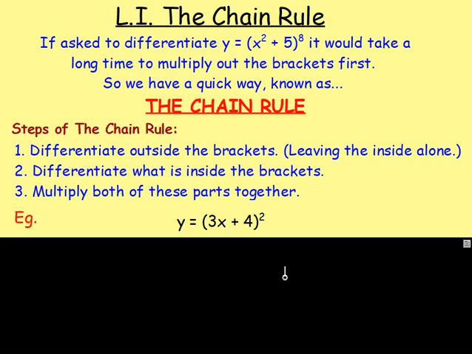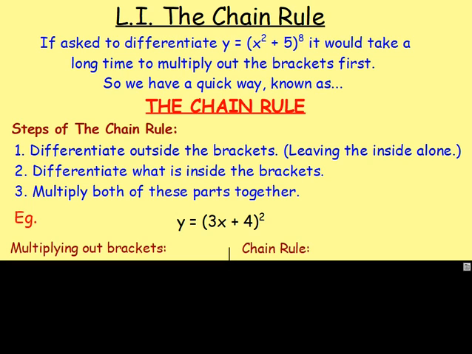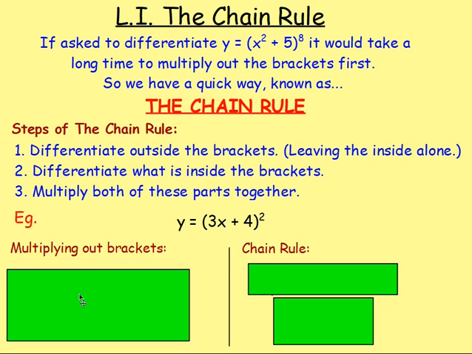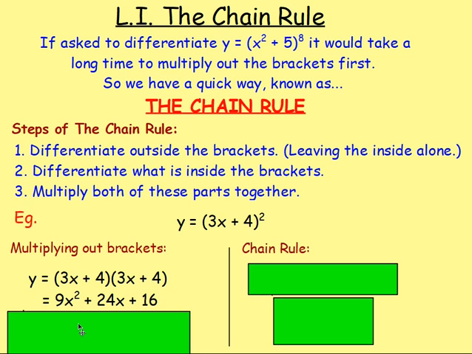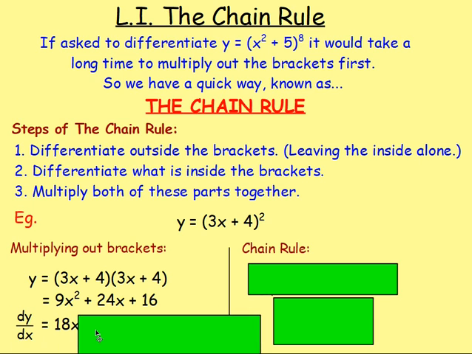For example, if you were asked to differentiate y equals 3x plus 4 squared, well, the way you know to do that is to multiply out the brackets first of all. So the way we have been doing that, you'd have your 3x plus 4 times 3x plus 4, multiply out the brackets, and you get 9x squared plus 24x plus 16. And then you can differentiate that to give you 18x plus 24. However, that doesn't work too well if this number is bigger than 2, because it would take you too long to multiply out the brackets. So we would use the chain rule.